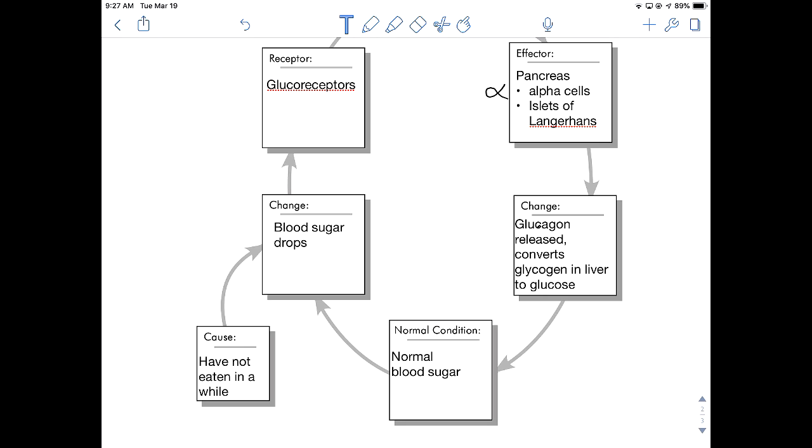One of the things that we can think about with this loop is that your body is always pumping that blood around and around and around. So it's not that the first time the glucoreceptors detect this low blood sugar that they just correct the problem immediately. This is going to be a continuous thing where the blood is getting pumped past that glucoreceptor. The glucoreceptor keeps sending the signal, keep breaking down that glycogen, keep breaking down that glycogen, keep breaking down that glycogen.